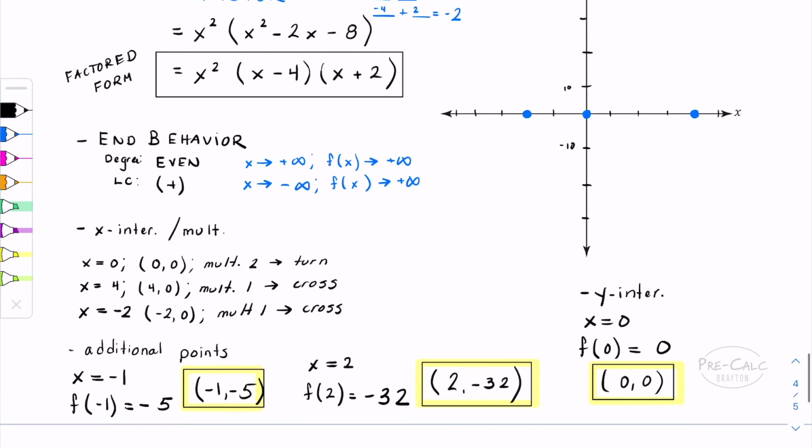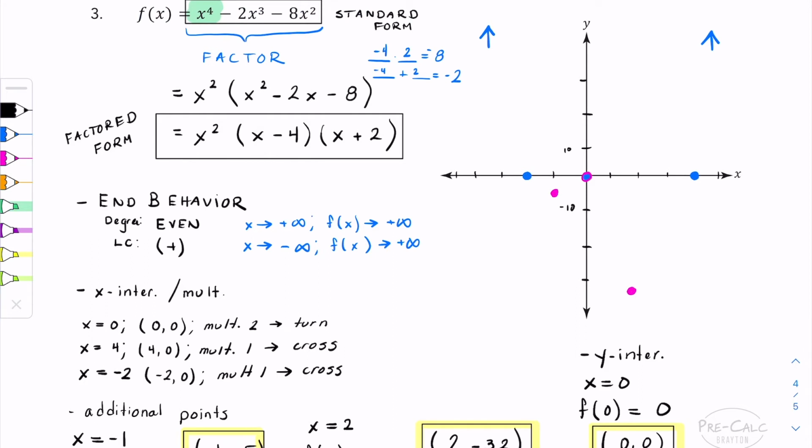My first point is at (-1, -5). That would be approximately right here. My next point is at (2, -32). That would be approximately here. And my y-intercept is at (0, 0), which is already graphed.